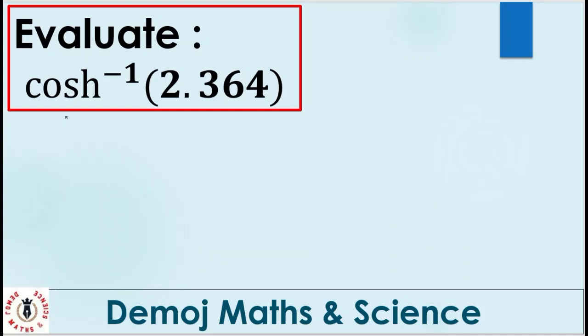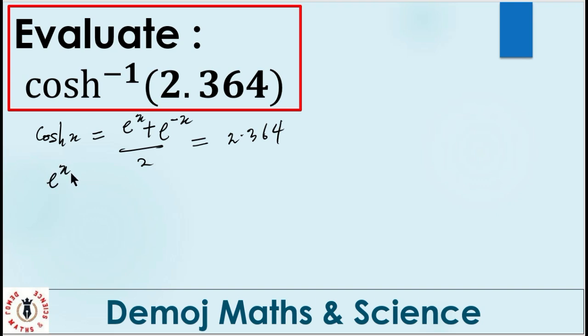We're going to be evaluating the cosh inverse of 2.364. Remember from our last lesson, we agreed that the cosh of x is the same thing as e raised to power x plus e raised to power minus x over 2. That is, this is now the same thing as 2.364. Now, to find x, the first thing we want to do is to cross multiply.